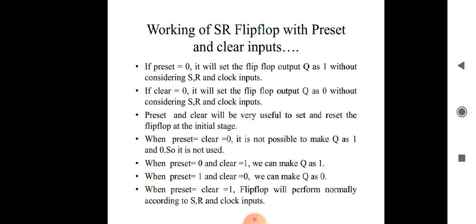And preset and clear will be very useful to set and reset the flip-flop at the initial stage. When preset and clear both are 0, it is not possible to make Q as 1 and 0. So it is not used. And when preset is equal to 0 and clear is equal to 1, we can make Q as 1. When preset is equal to 1 and clear is equal to 0, then we can make Q as 0. When preset and clear both are 1, flip-flop will perform normally according to SR and clock inputs.